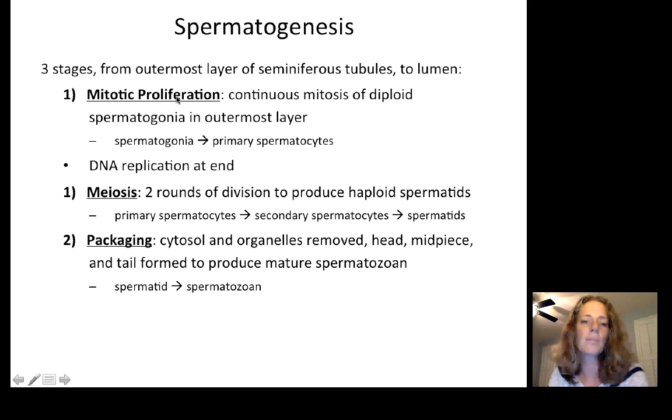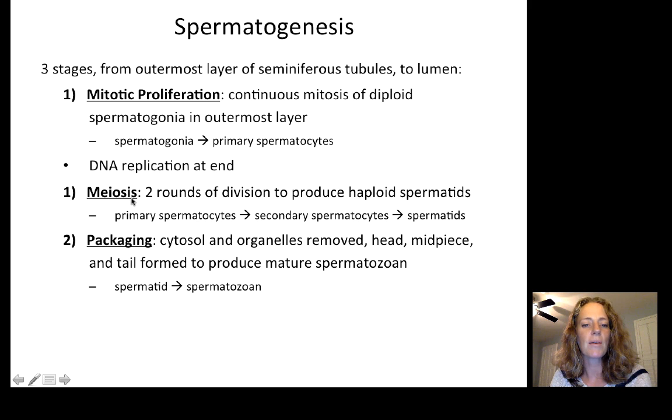So first, mitotic proliferation. This is continuous mitosis of diploid spermatogonia in the outermost layer of the seminiferous tubules. These are spermatogonia, which differentiate into primary spermatocytes. At the end of this mitosis, we will have a new round of DNA replication. So this is just increasing sperm cell number. We're going from spermatogonia to primary spermatocytes.